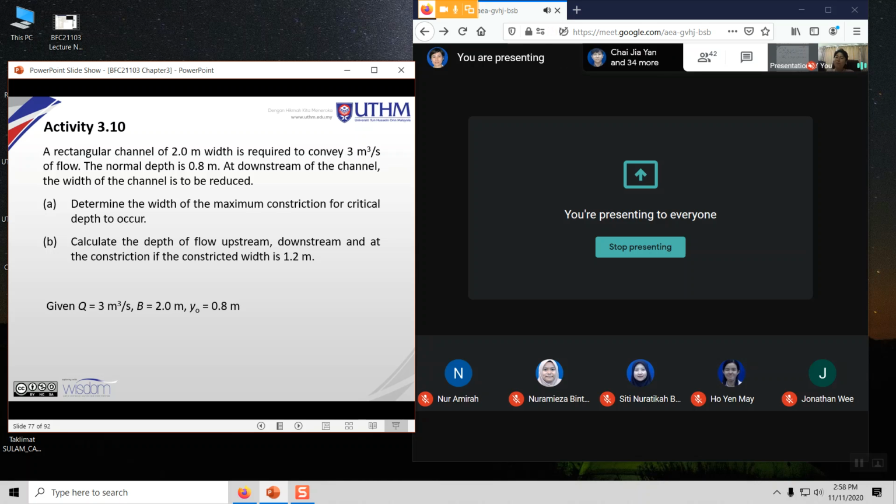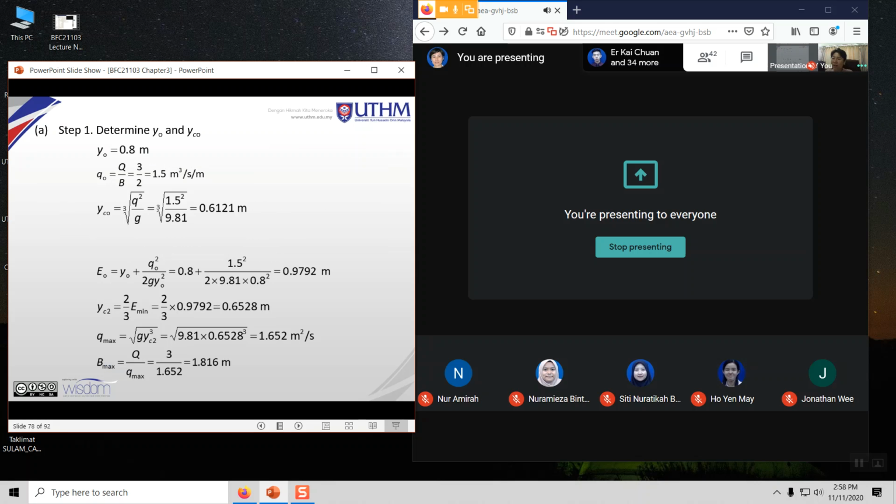Now, in order to solve part A, the concept would be you need to find your E naught. Once you have your E naught, you say when Bmax occurs, your E min at location 2 should be equal to E naught. Then you can solve the rest. Now, let's look at this. I check whether it's subcritical flow or supercritical flow, for case 1 actually. Then step 2, find E naught, because I need to find Bmax.